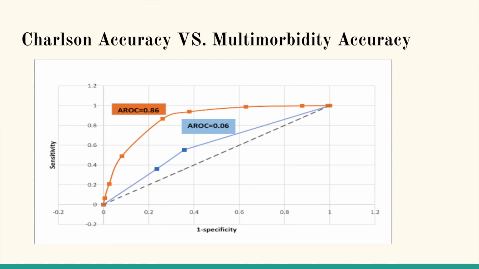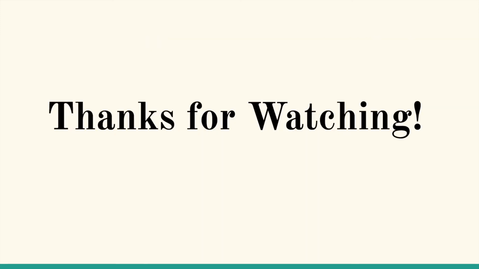Different studies have shown that multimorbidity accuracy is better to predict prognosis for diseases. So here I have compared the Charlson accuracy with the multimorbidity accuracy. You can see here that the area for Charlson accuracy was 0.06 and the area for multimorbidity accuracy was 0.86. This tells us that the multimorbidity index is better at predicting the prognosis of different diseases because it has a higher accuracy. And that's it for this presentation.